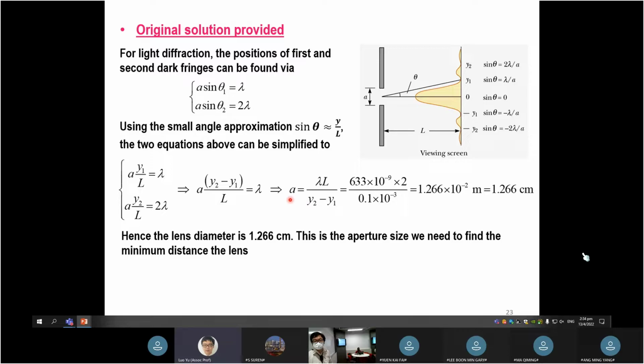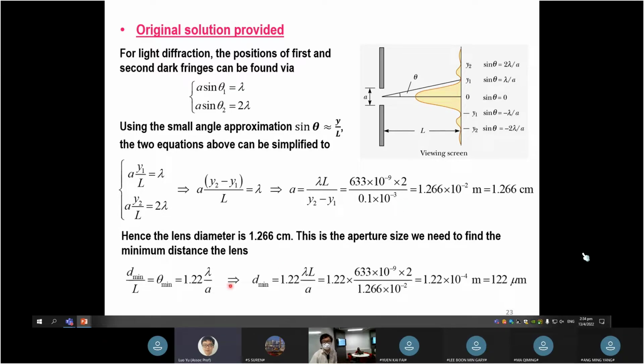Because y1 minus y2 is given, and L and lambda are also given in the question, we can quickly calculate the width of the slit. That is the size of my aperture. Once the size of the aperture is given, then my theta minimum, which is equal to D, the smallest distance to be resolved, divided by L, should equal 1.22 lambda over A. Lambda is given, A is already calculated, D is also given in the question, so I can quickly get my D minimum is 122 micrometer.